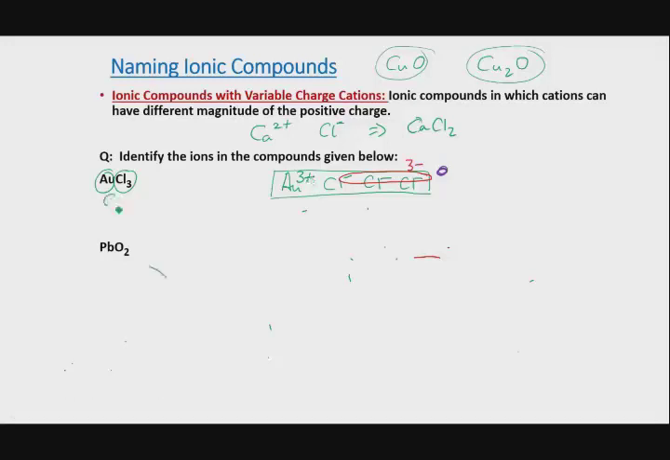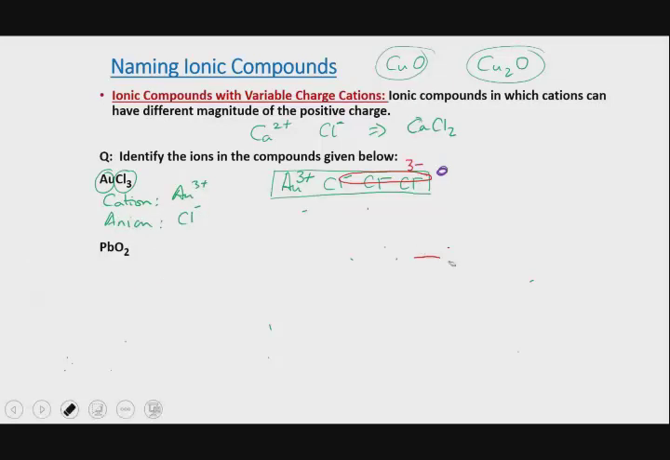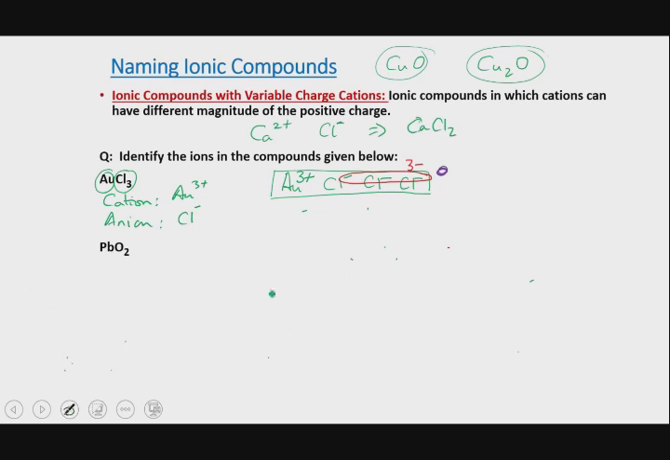In other words, the answer to this question would be the cation is gold 3 plus and the anion is chloride, Cl minus. Of course, there are 3 chloride ions. You can definitely write that, and if you wanted to indicate that there are 3 chlorides, the 3 for that would have to go in the front of the symbol, such as that. You can definitely do that as well.